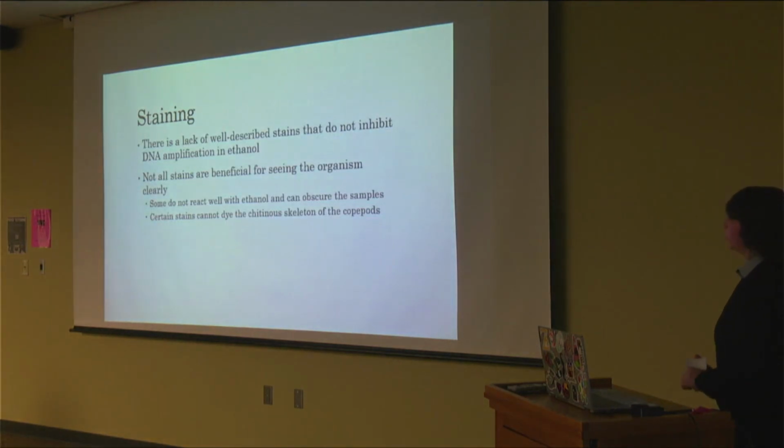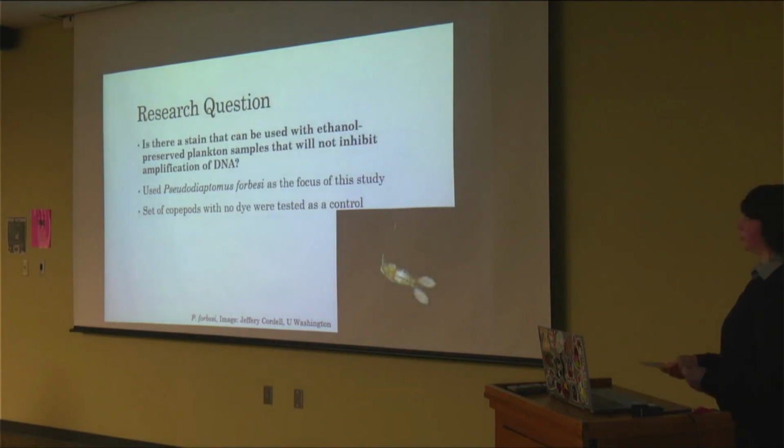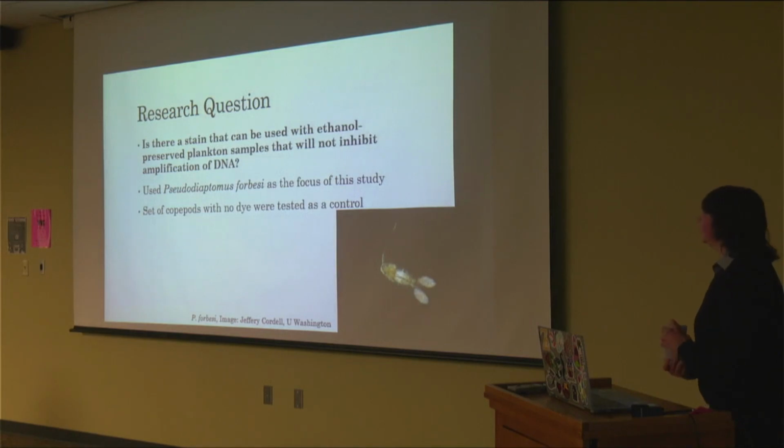Unfortunately, this lack of a well-described stain is not our only challenge, as when we were trying to find a stain that we wanted to use for ethanol-fixed organisms, not all stains are good for seeing the organism clearly. Some can have a negative reaction with the ethanol and can obscure the sample, while certain stains cannot stain the kind of skeleton of copepods. It's a lot like the exoskeleton of an insect. It's a little bit harder. It's not like normal histological tissue stains. Or histological tissues, excuse me.